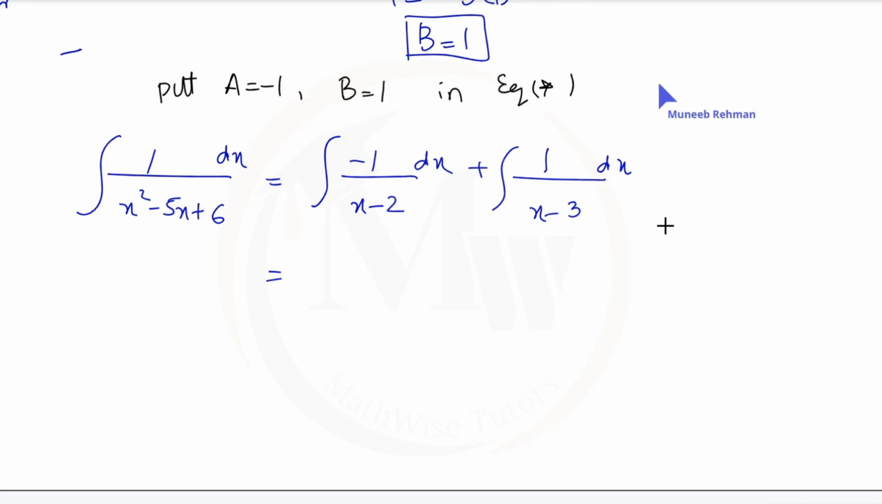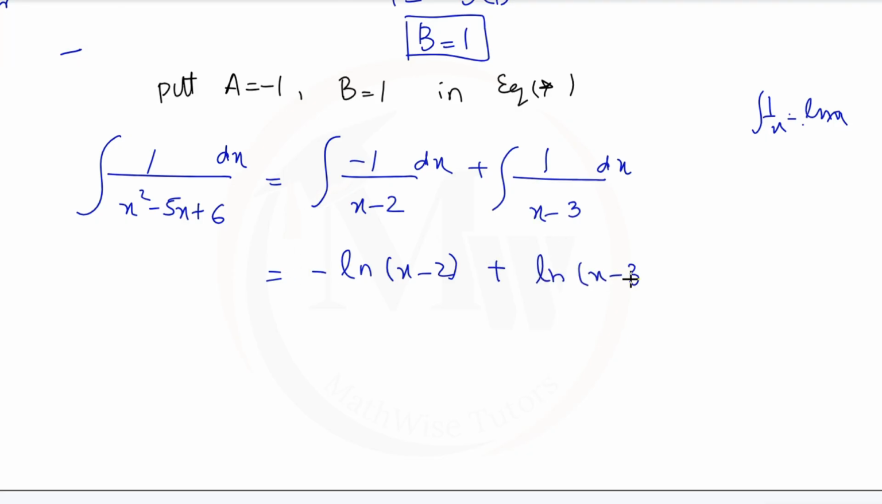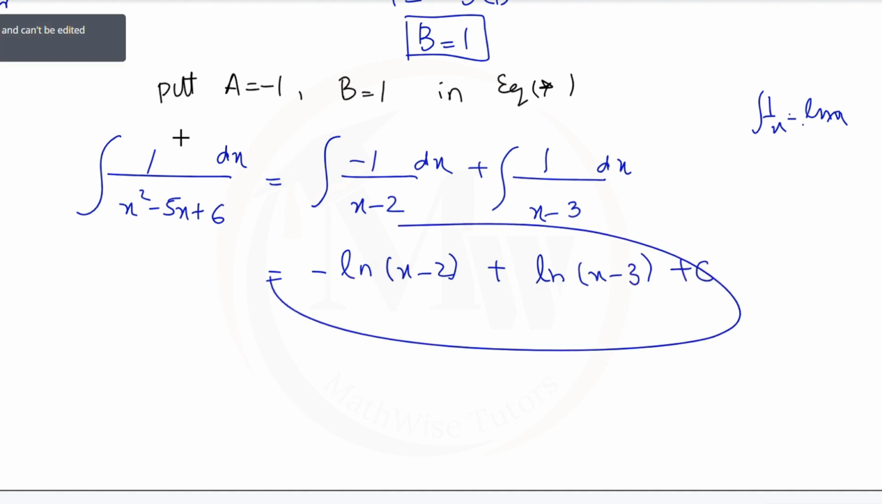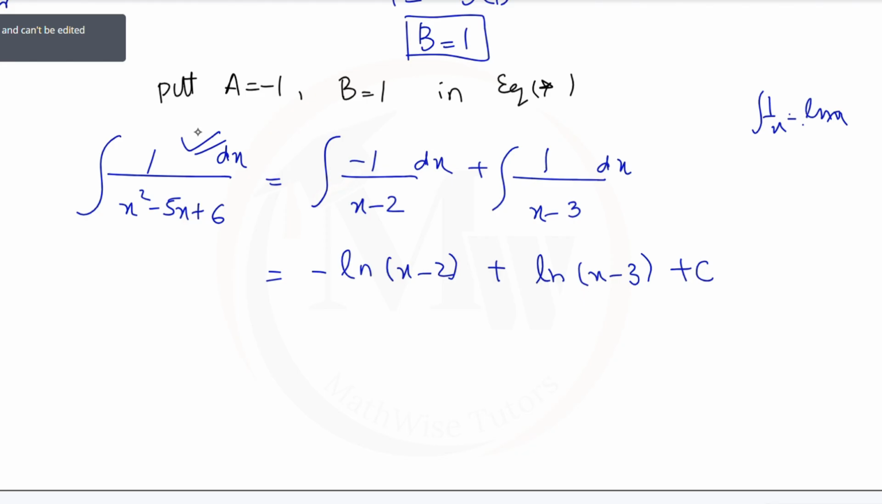It means if you have 1 over x, the integration is natural log of x. So the same, the integration of 1 over x minus 2, like x with some added constant or some subtracted constant, is still natural log of x minus 2. And this negative 1 is outside. Plus the integration of this will also be natural log of x minus 3 plus c. So this is actually the answer of the whole question that is given for integration.